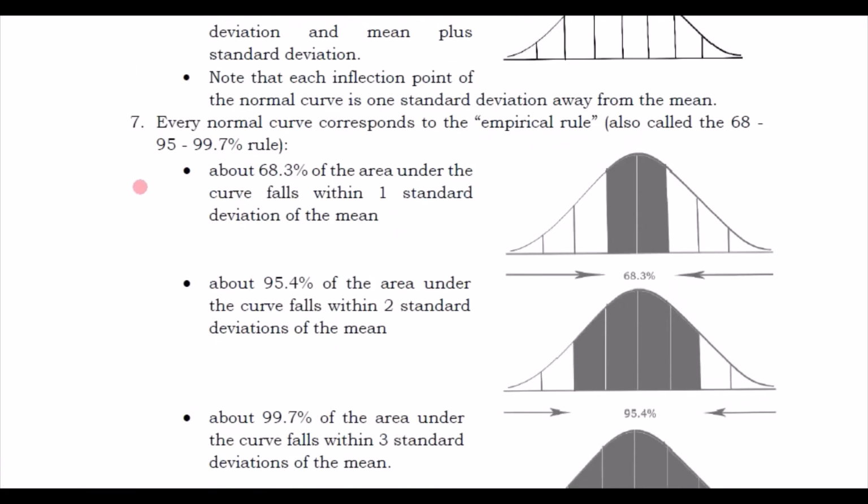Okay. Every normal curve corresponds to the empirical rule called the 68, 95, and 99.7% rule. Okay, about 68.3% of the area under the curve falls within 1 standard deviation away from the mean. Okay, so ibig sabihin yan, kung nakikita ninyo yung mga may shaded area, okay, itong may shaded area na to, from the middle, 1 standard deviation away, papunta sa right, and 1 standard deviation away, papunta sa left.